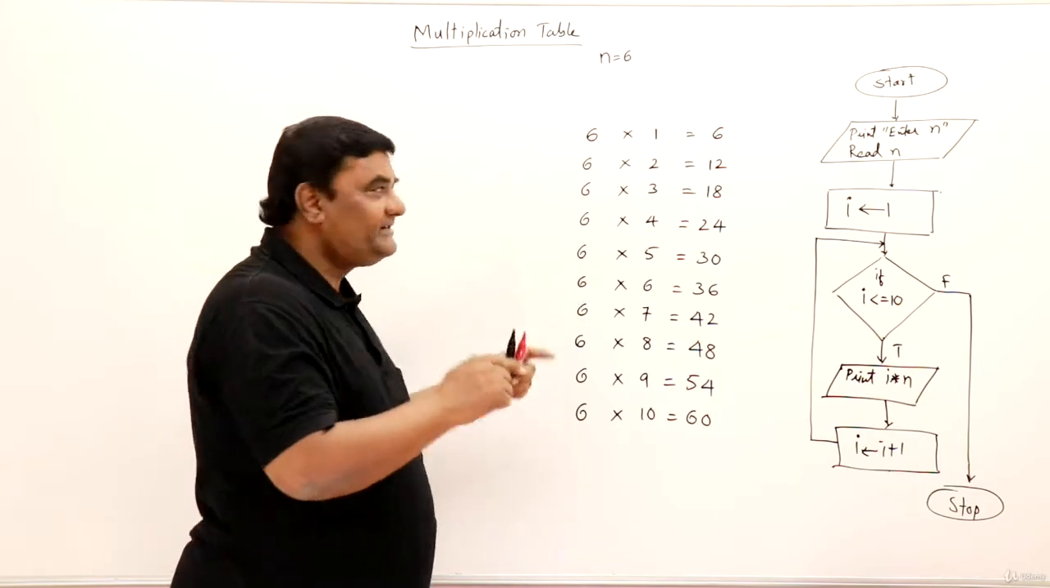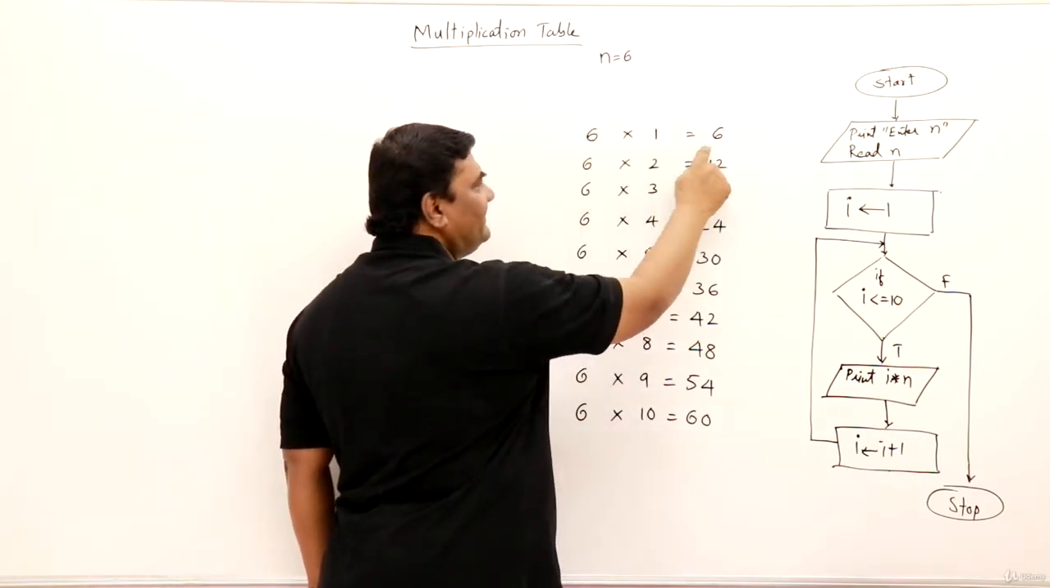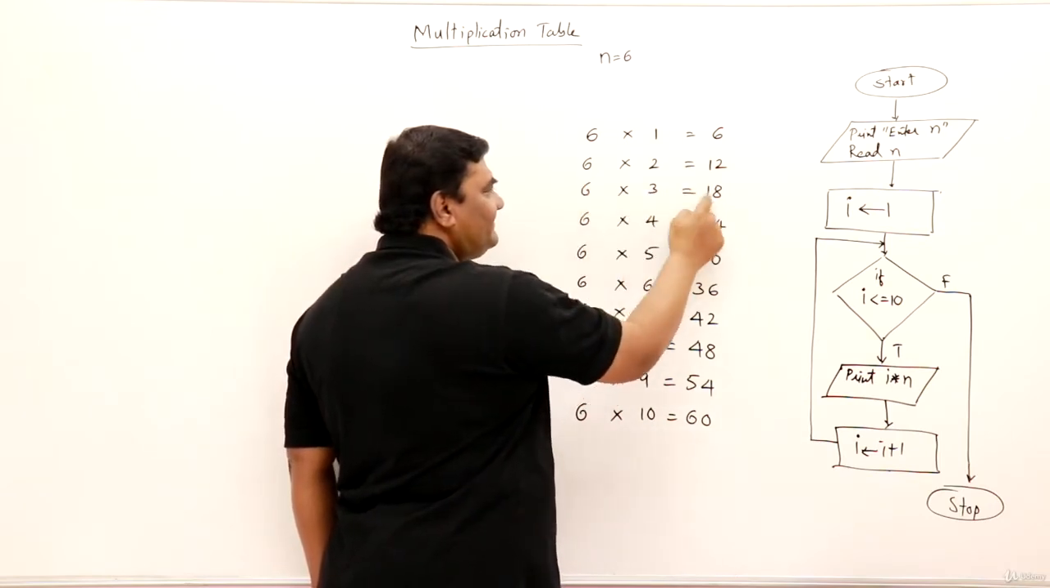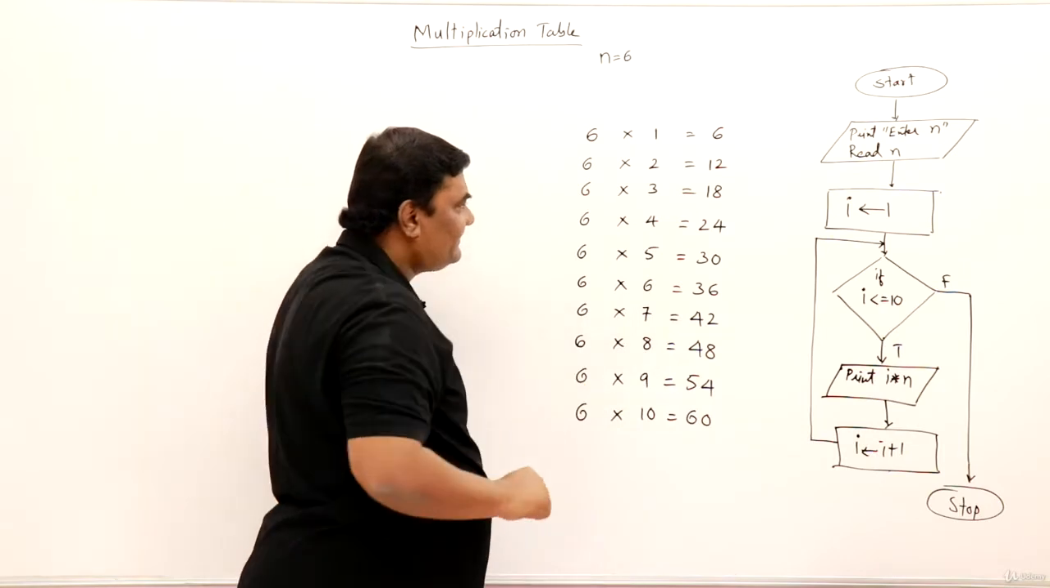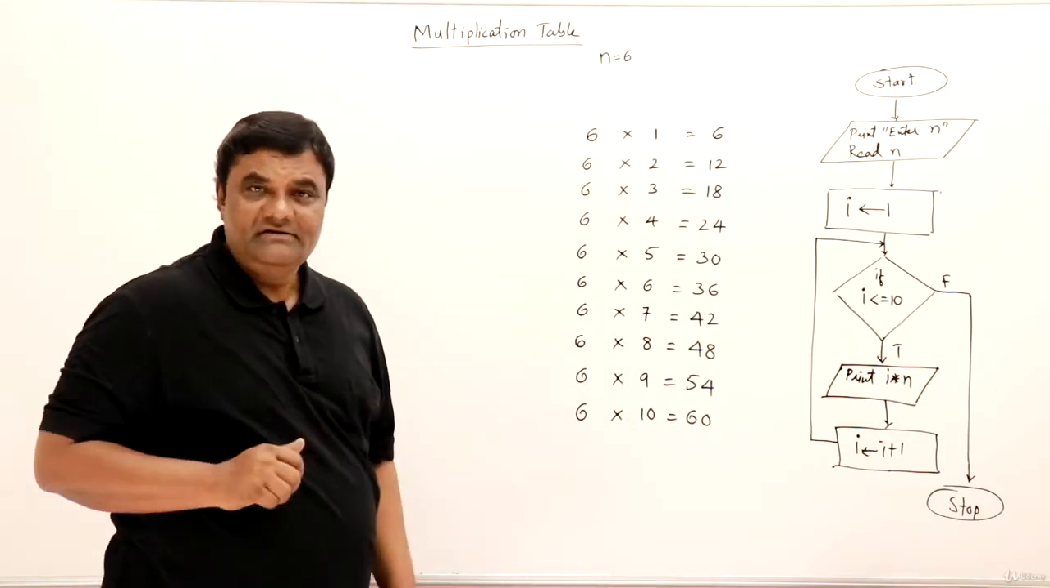For example, number 6. We write it like this: 6 ones are 6, 6 twos are 12, right? 6 threes are 18, and so on. We write it like this. The same thing we want our program to print.